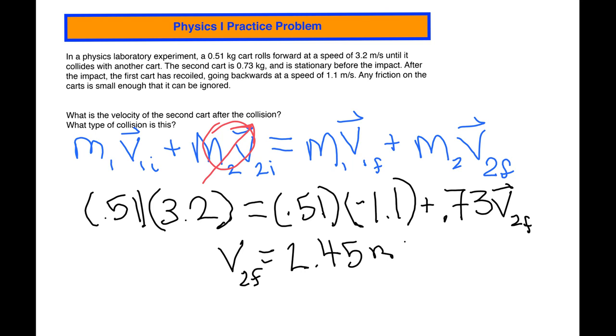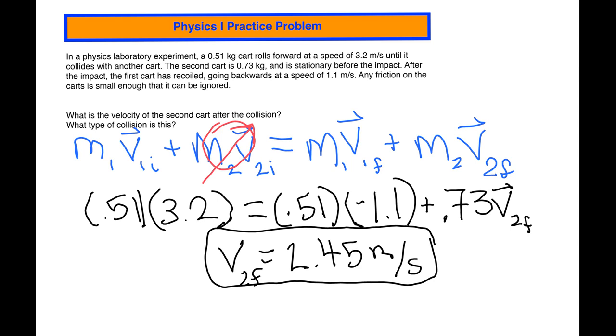And because that comes out as a positive number, that tells us that cart 2 is moving forwards, which should hopefully be what you would expect and what you would picture just based on your own experience, that if cart 1 recoils and goes backwards, cart 2 is going to be going forwards.